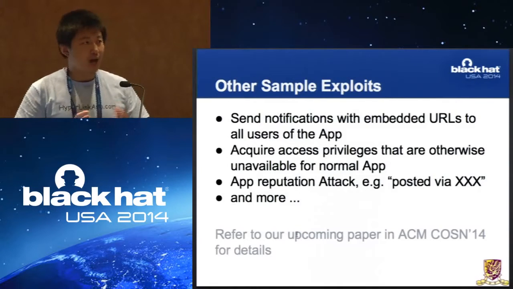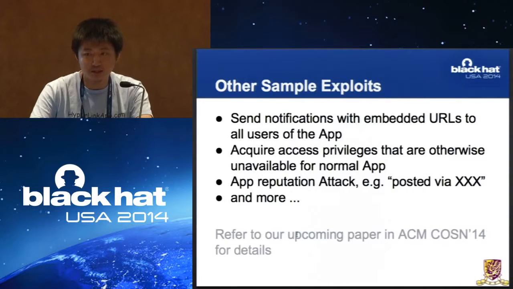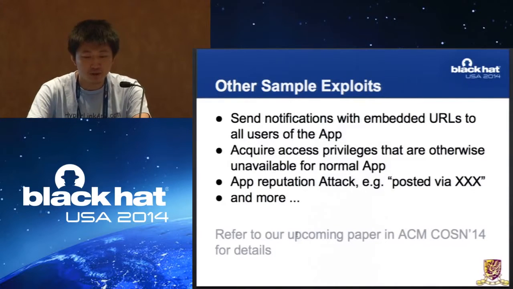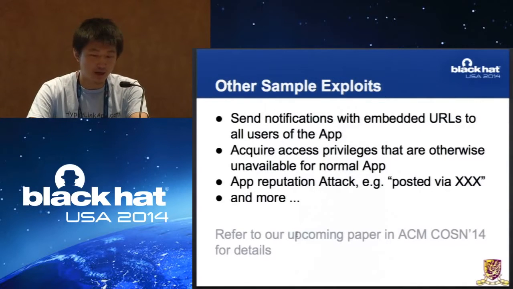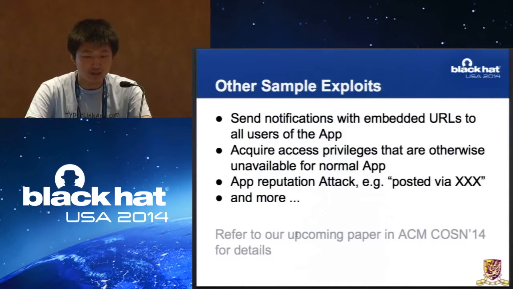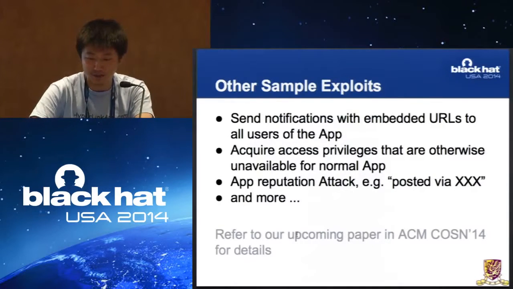We note that the app impersonation attack is a generic construction. It's an OAuth problem. With this attack, you can do more exploits beyond this social network. For example, on one provider, we can send notifications with embedded URLs to all users of this app. On some other providers, we can acquire access privileges that are not otherwise available to a normal app. In some other cases, we can do an app reputation attack, for example by posting something. And there are more cases. You can refer to our upcoming paper at COSN 14 for details.